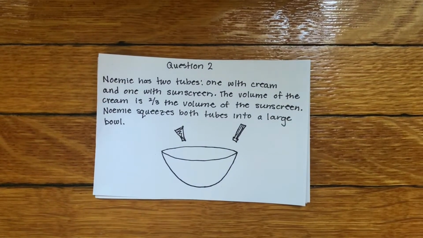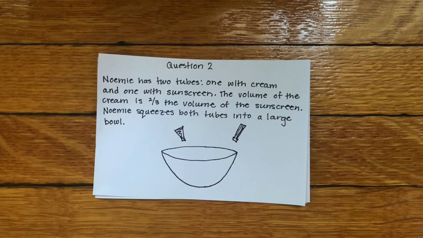I like this one too because I think this is also unique in a bit of a different way, which is that it's talking about volume. So it's not talking about discrete items like magnet tiles or dice or socks or whatever. It's talking about liquids almost, in the form of cream and sunscreen.